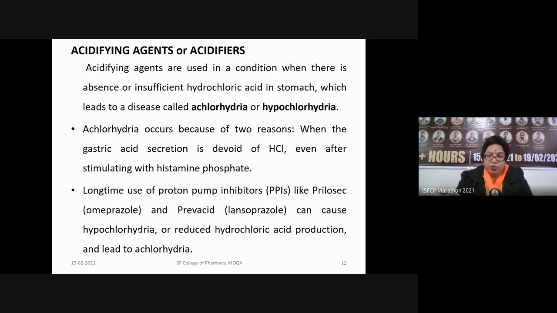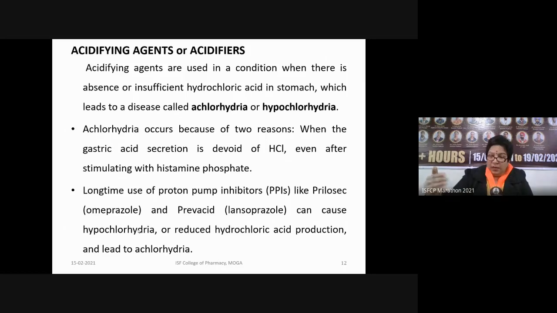lansoprazole. See, there is a proton pump present inside the body. What the proton pump does is it liberates or generates the H plus ion, that is the hydrogen ion or the proton. So if there are persons who are suffering from some ulcers, the person is taking proton pump inhibitors for a longer time. What happens then with the long-term use of this?